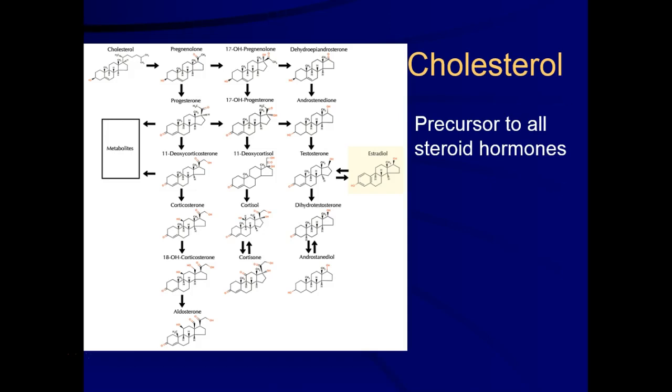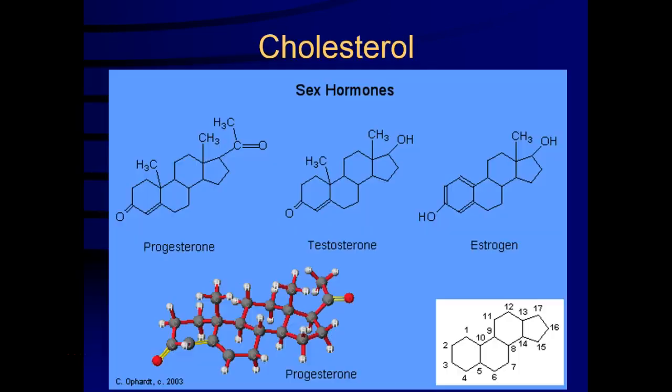Here you have a nice little picture. You can recognize a lot of the names of these. For example, there's testosterone. There's estradiol, which is a type of estrogen. There's cortisol. There's aldosterone. There's dihydrotestosterone. Right. So lots and lots of different steroid hormones. And as you can see, they all are derived from cholesterol. So let's talk about five of these steroid hormones.